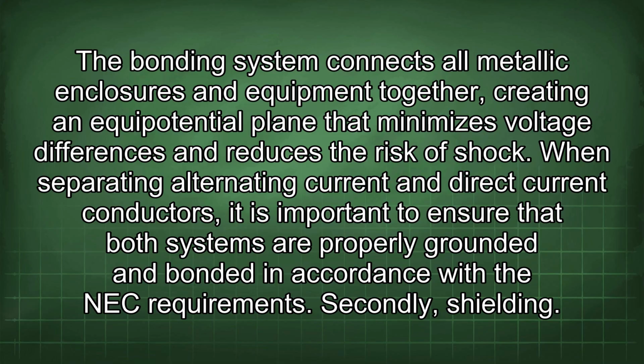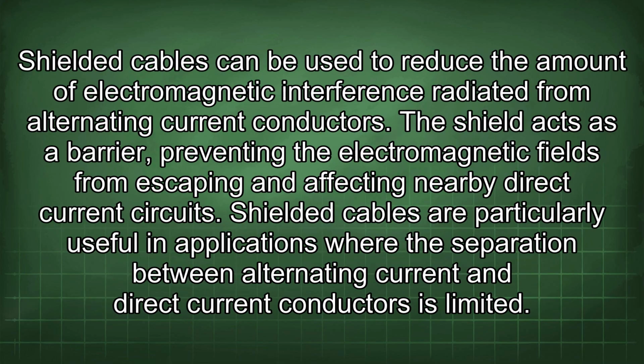Secondly, shielding. Shielded cables can be used to reduce the amount of electromagnetic interference radiated from alternating current conductors. The shield acts as a barrier, preventing the electromagnetic fields from escaping and affecting nearby direct current circuits. Shielded cables are particularly useful in applications where the separation between alternating current and direct current conductors is limited.